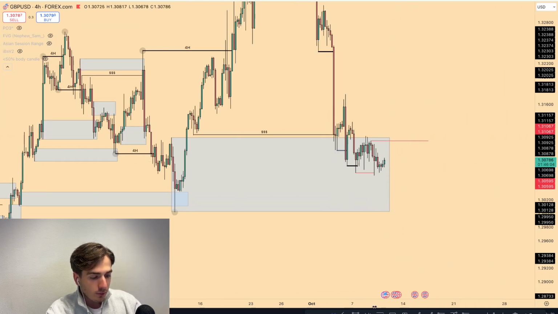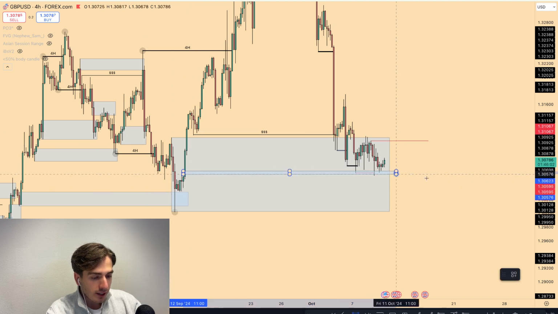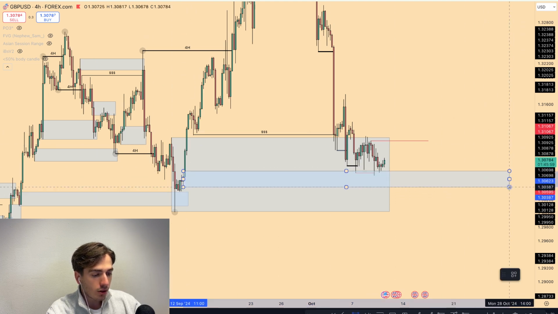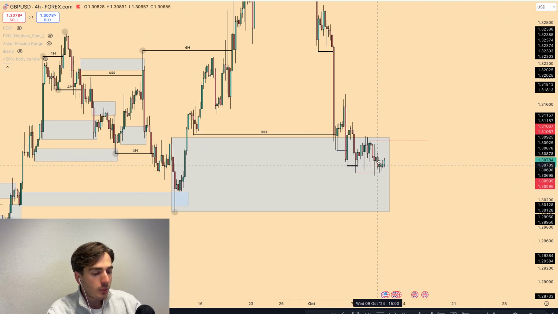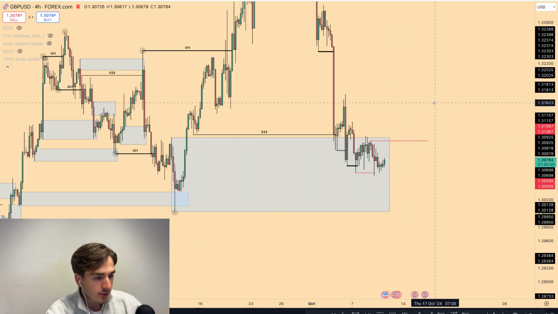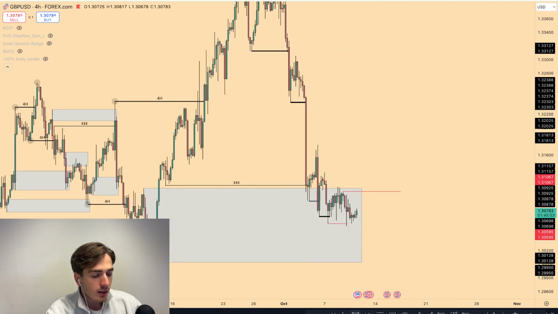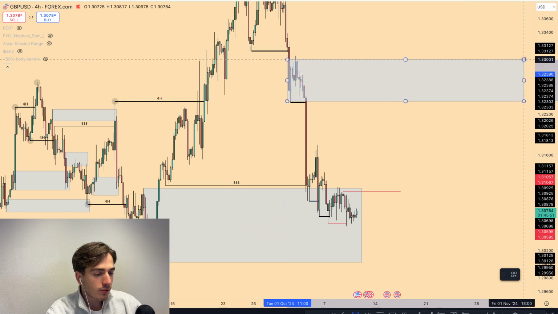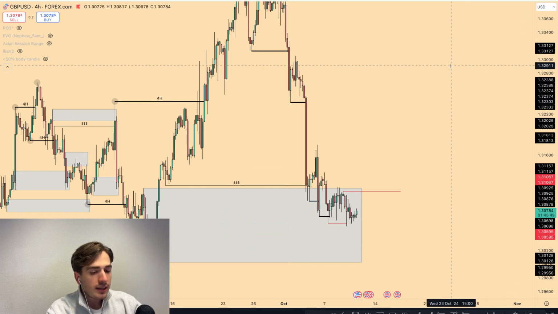Obviously, we have now pulled in towards this refined area of demand, so longs have good potential, but we need confirmation of a market structure shift, and I'll be happy to trade this up higher, back up in towards this area of fake supply. Okay, so that is GBPUSD.